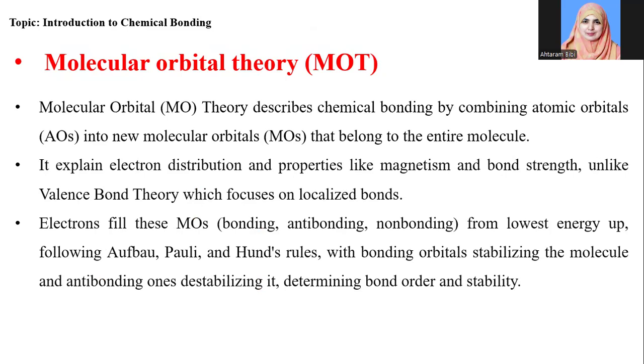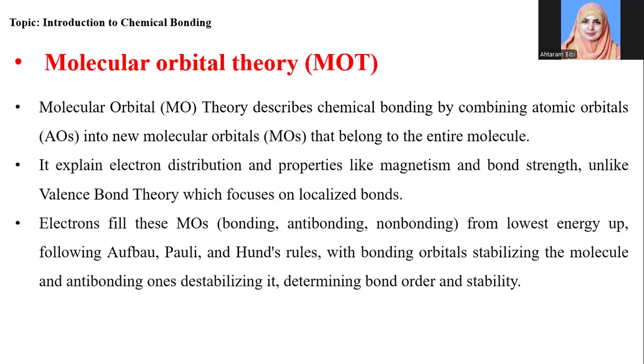There are different types of molecular orbitals when the atomic orbitals combine. If constructive overlap occurs, then the bonding molecular orbital will form, and if destructive interference occurs, then the anti-bonding molecular orbitals are formed. And if they do not overlap, then the orbitals are known as the non-bonding orbitals. Electrons fill these molecular orbitals, which are bonding, anti-bonding and non-bonding, from lowest energy to the highest energy, based on the Aufbau principle, Pauli exclusion principle, and Hund's rule, which we discussed in the start lectures of this subject.